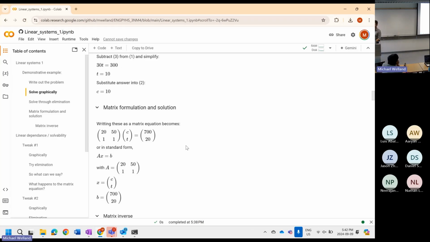Right? All you do is, do I assume correctly you guys know how to do matrix multiplication, right? Anybody who doesn't, and is a bit shy to say anything, just send me an email or come to my office, and it's no problem. Okay. So what we get is 20 times C plus 50 times T equals 700. That's your first equation. 1 times C plus 1 times T equals 20. That's your second equation. Great.